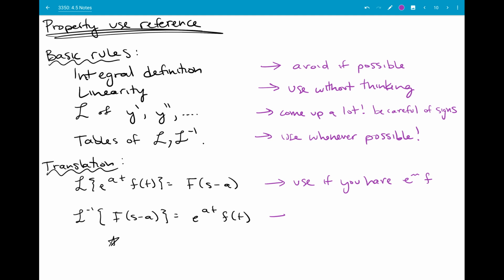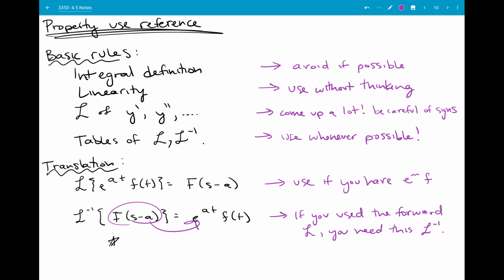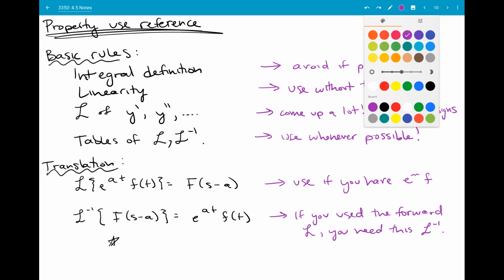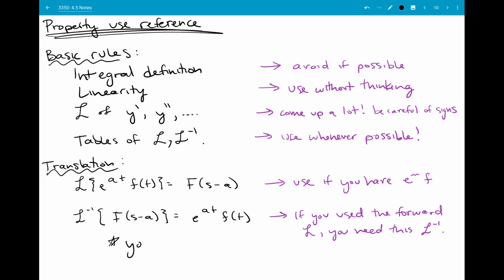The inverse property, really the only way that you're going to recognize that you need to use it is if you used the forward direction, you need this backwards direction, L inverse. So if you did this thing and introduced s minus a's, then you should know that you're going to undo those s minus a's with the same thing. And just one tip here is that you might need to put F into s minus a form.